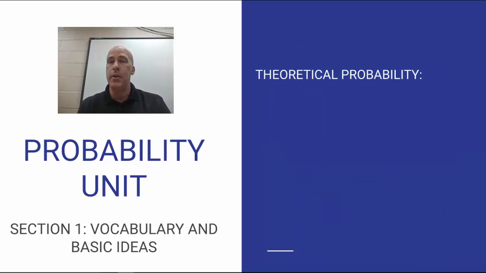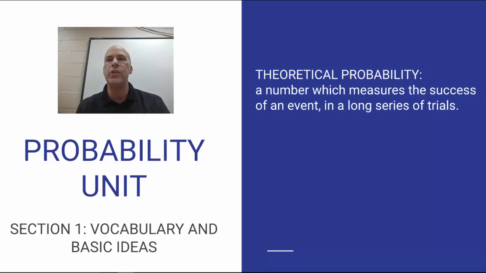Well, theoretical probability is usually what we're going to compute, and theoretical probability is simply a number which measures the success of an event in a long series of trials. For example, if we were to roll a die over and over and over again, what proportion of the time would it come out as a number 5, or a number 2, or as an even number? We call that theoretical probability.